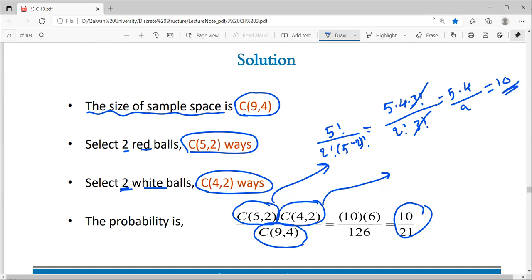That's it. And for the second one, the combination of 4 and 2 is 4 factorial dividing by 2 factorial times 2 factorial. Here 4 minus 2 factorial is 2 factorial. It equals 4 times 3 times 2 factorial dividing by 2 factorial times 2 factorial. These two cancel out. Here we have 4 times 3 dividing by 2 factorial. And 2 factorial is 2 times 1, which is 2. We get 4 times 3 is 12, dividing by 2 is 6.